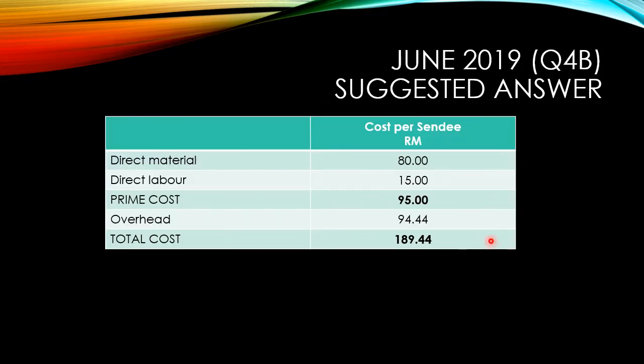Okay, so the question asks you to calculate the total cost per unit to produce 1 Sandy. So you put in first your prime cost, which consists of direct material 80 ringgit, direct labor 50 ringgit, and then you add on your overhead per unit that you've calculated previously. So you get the cost to produce 1 Sandy is 189 ringgit and 44 cent.